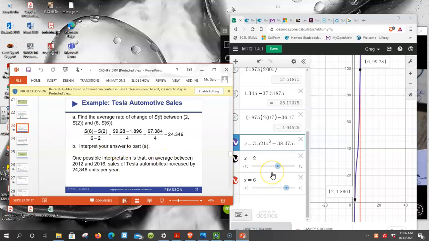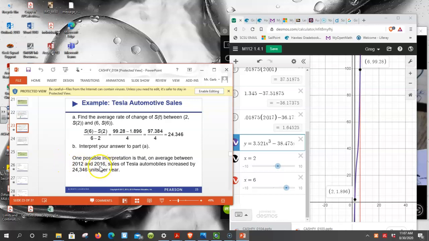All right, so you put x equals 6 here, you get 99.28. You put x equals 2 in here, and you get 1.896. You can do this on the TI-84, or you can do this in Desmos. I'm doing it here for you. So the vertical change, 99.28 minus 1.896, you'll do that and you get 97 right here. And then you do 6 minus 2 and you get 4. It's right here. And you solve that out and you get 24.346. You can do that right here in Desmos. Desmos is a regular calculator as well, so you can type that in there and find out that answer. It's there. All right. So the average number will be about 24,000 cars made per year between 2012 and 2016.